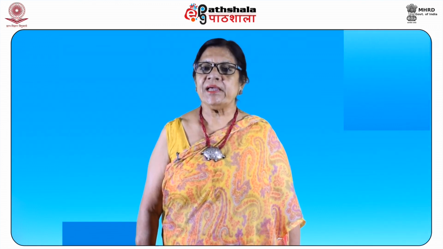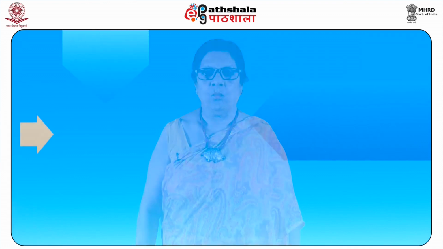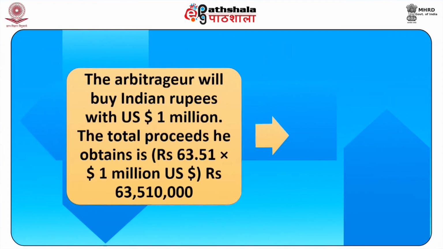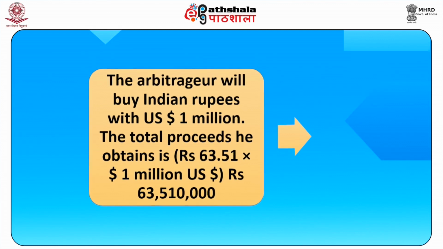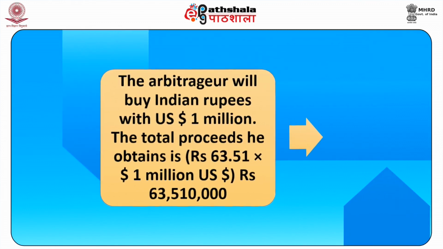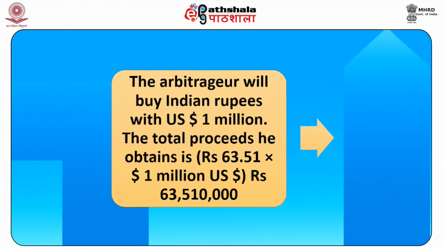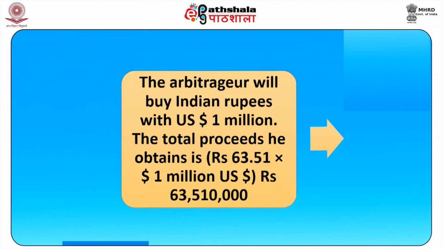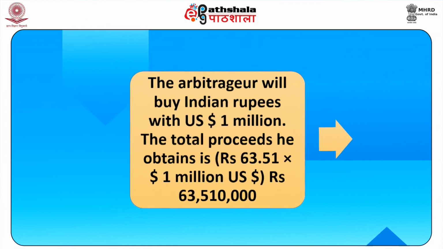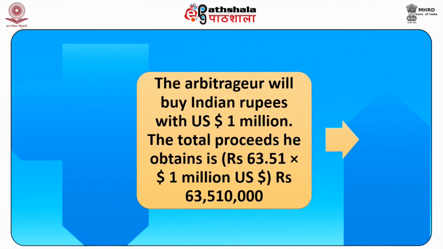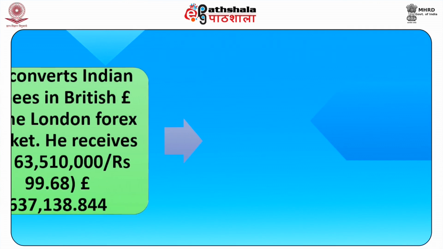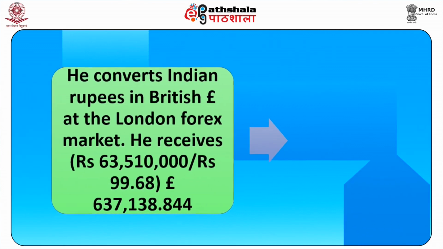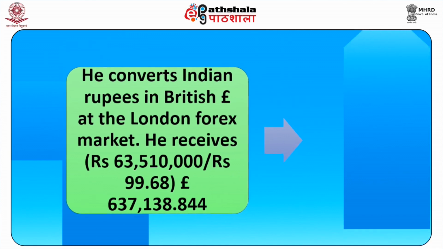The arbitrager can adopt the following steps to realize arbitrage gain. 1. The arbitrager will buy Indian rupees with US $1 million. The total proceeds he obtains is 63.51 rupees into $1 million, which is equal to 63,510,000 rupees.